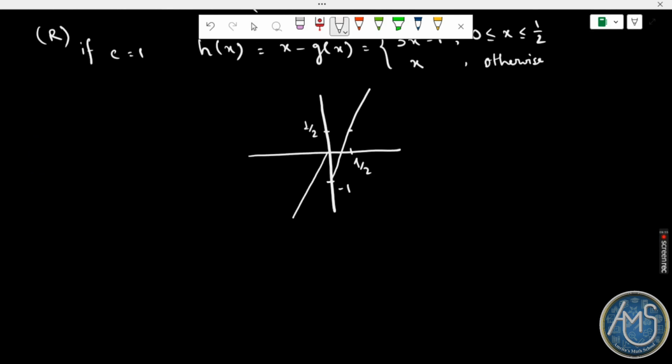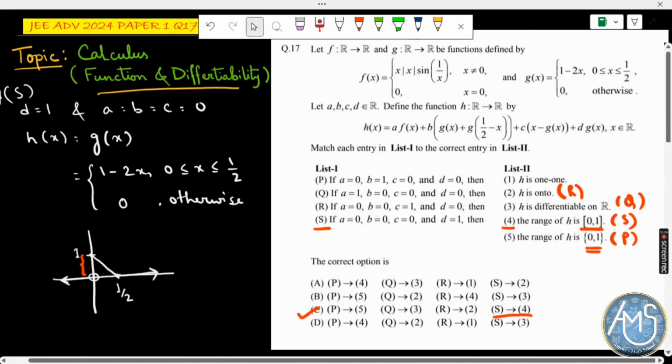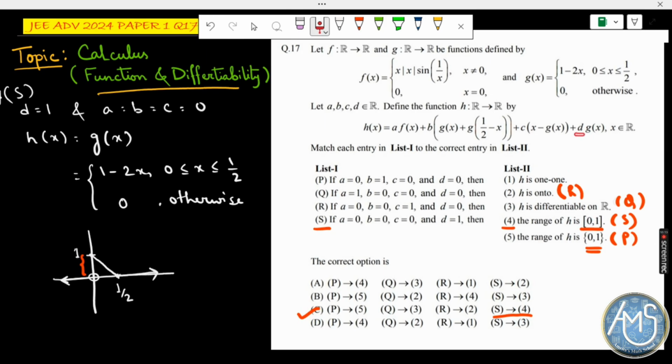For option number R, it is onto. Why? Because for every y in R, if we draw any line parallel to the x-axis passing through y, then for every y we will get an x. That means there is a pre-image. So the function is onto. But no need to solve this much. Just for d equals 1, the function is easy, h(x) equals g(x) only, and clearly visible the range is the closed interval [0, 1], and s is 4. So only option C is correct.